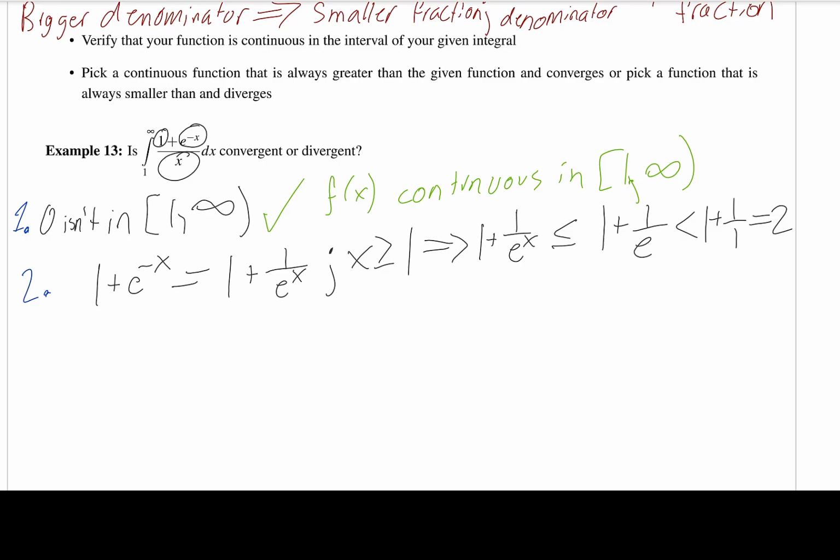Why is this important? Well, this means that 1 plus e to the negative x over x is strictly less than 2 over x. So what I've done is I've found a bigger comparison function. So this is my g of x. And this is okay to choose because it's going to be continuous in our interval from 1 to infinity.